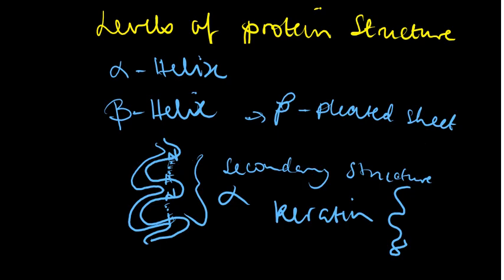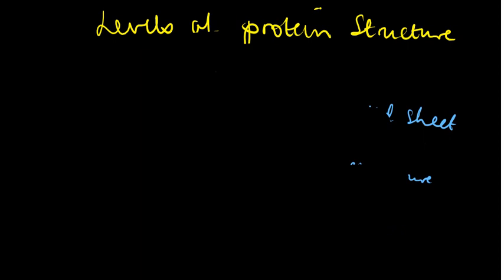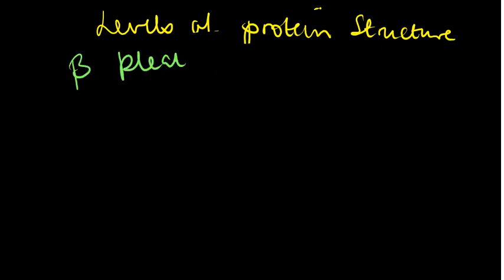Then we're going to talk about the beta pleated sheet. Remember that in this secondary level, I'm talking about the hydrogen bonds that exist between the NH group of one amino acid and the carboxyl group of a different amino acid. That interaction is what will cause the polypeptide chain to coil around itself. The next one that we're going to talk about is the beta pleated sheet.